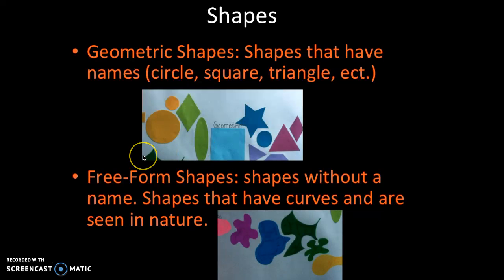Now freeform shapes are just the opposite. These are shapes without any specific names. We usually see these in nature and they have lots of curves to them. So humans, plants, animals are all freeform shapes. Sometimes they can just be blobby shapes like this and very random, or sometimes they can be more specific, like something that looks like a plant, something in nature. So fill up your next box in your notes with some freeform shapes.